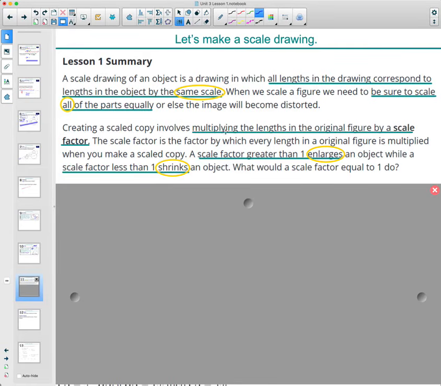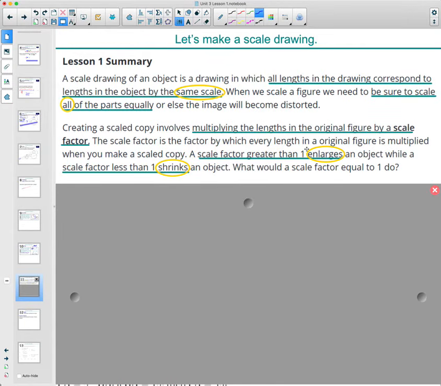Creating a scaled copy involves multiplying the lengths in the original figure by the scale factor. And that scale factor is the factor by which every length in the original figure is multiplied when you make the scaled copy. So just like here we said, take all the parts, multiply everything by the scale factor.